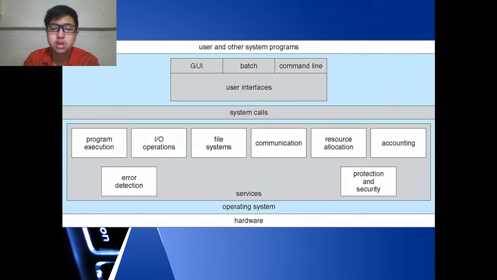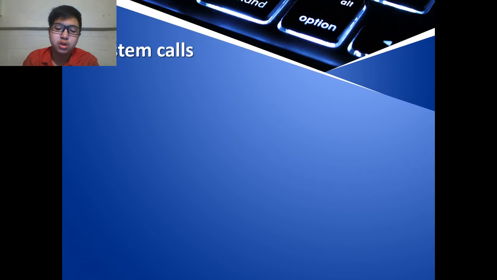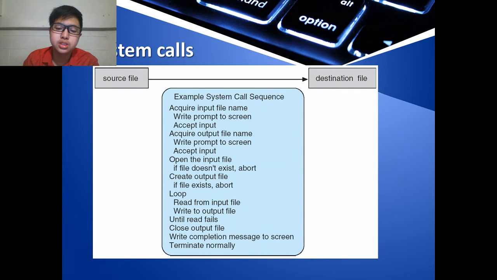attempts. So, system calls. In computing, a system call is the programmatic way in which a computer program requests a service from the kernel of the operating system it is executed on. An example of a system call. System call sequence to copy the contents of one file to another file.